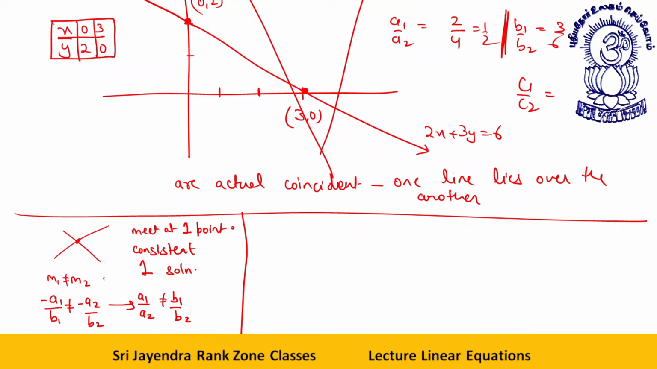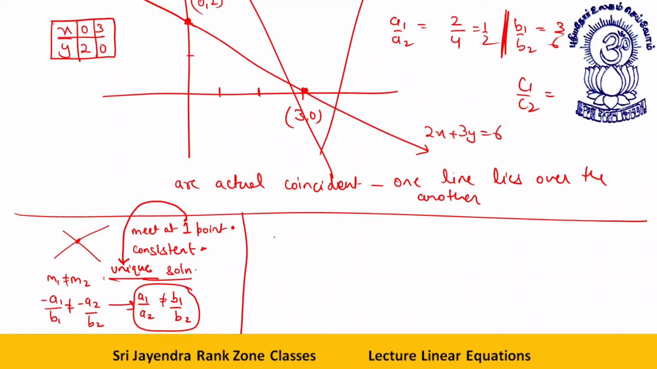The lines which meet at any point, one point or many points, are called consistent, and they have one solution. This is the main criteria: a1/a2 not equal to b1/b2. One solution means unique solution. Why is this unique? Because of this one.